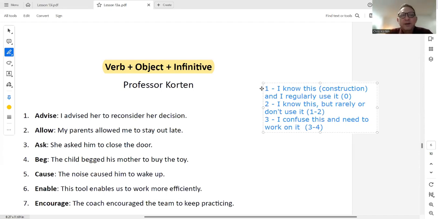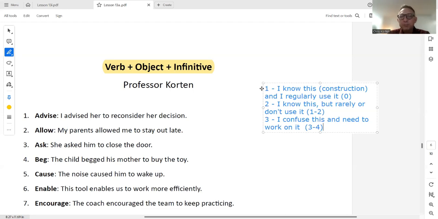Advise. I advised her to reconsider her decision. Advise plus object plus infinitive. Allow. My parents allowed me to stay out late. Ask. She asked him to close the door.